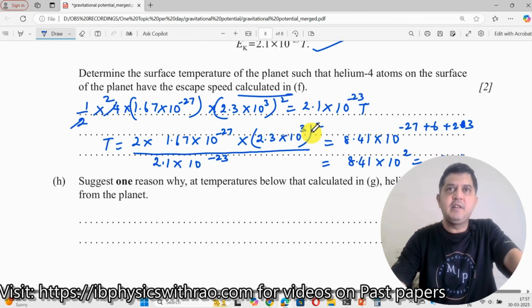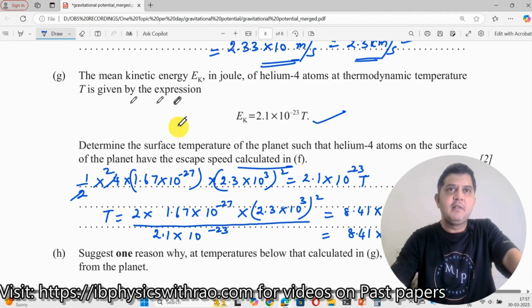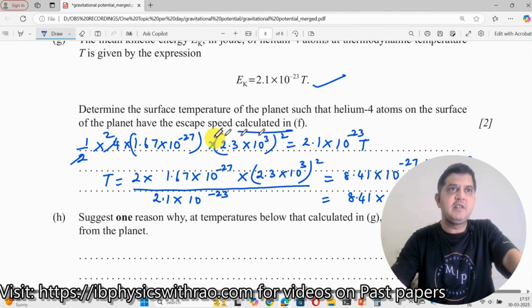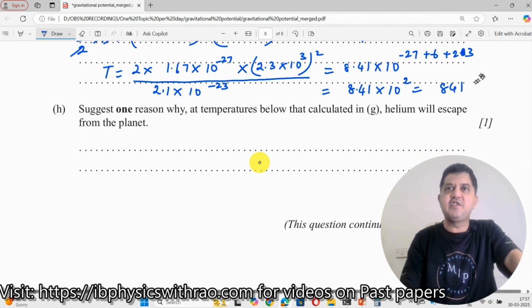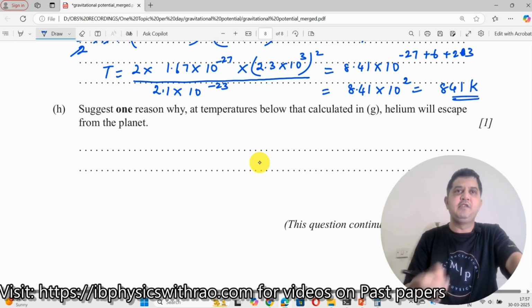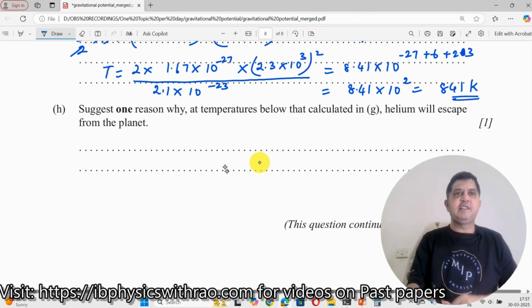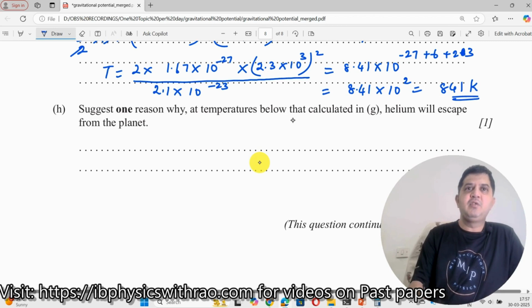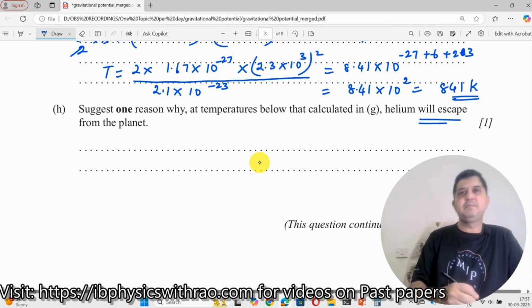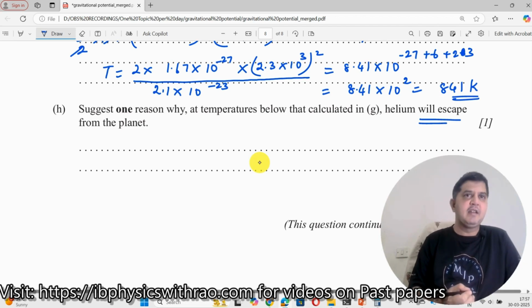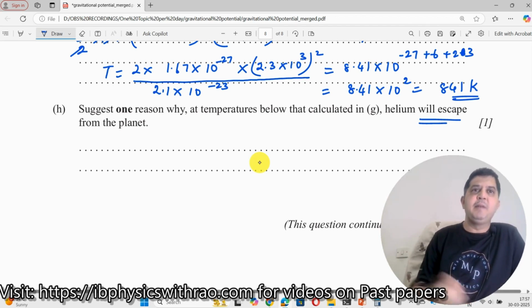We go back here, it should be in Kelvin, right? So thermodynamic temperature T is given in Kelvin. It should not be written in Celsius, it should be 841 Kelvin. It's your final answer. Now suggest one answer why at temperatures below that calculated in G, below 841 K, helium will escape from the planet. So you should have at least this much. Okay, why should it escape from the planet when the temperatures are below this?